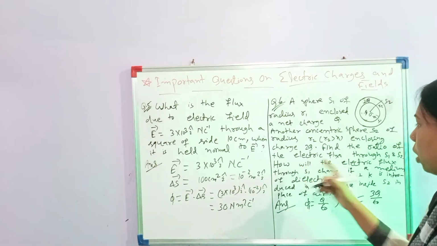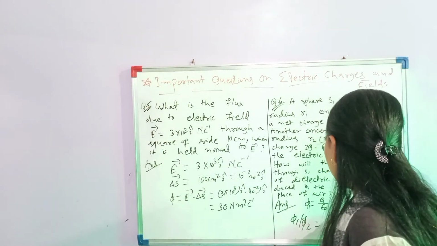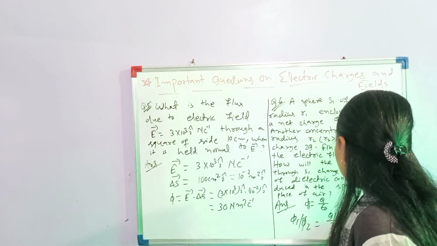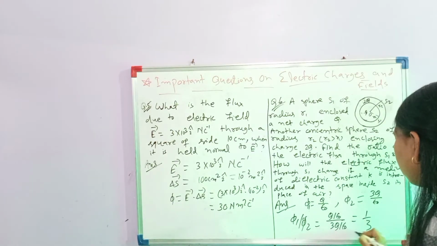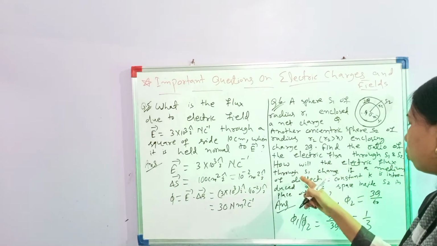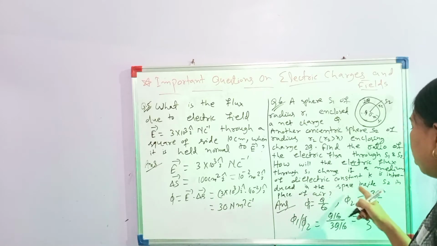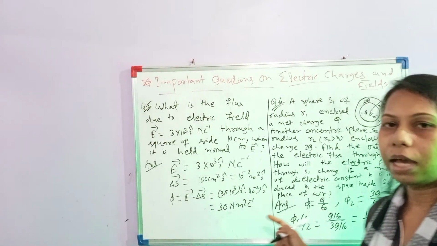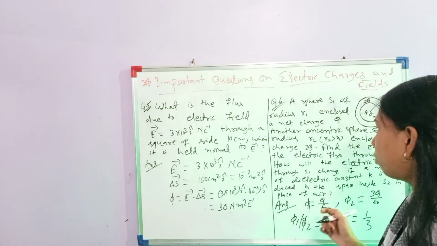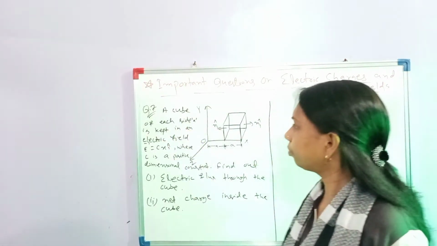So we have to find out the ratio. phi 1 upon phi 2 equals Q upon epsilon naught upon 3Q upon epsilon naught, equals 1 upon 3. Next question. How will the electric flux through S1 change if a medium of dielectric constant K is introduced in the space inside S2? There will be no change in electric flux if we introduce a dielectric medium of dielectric constant K instead of air.